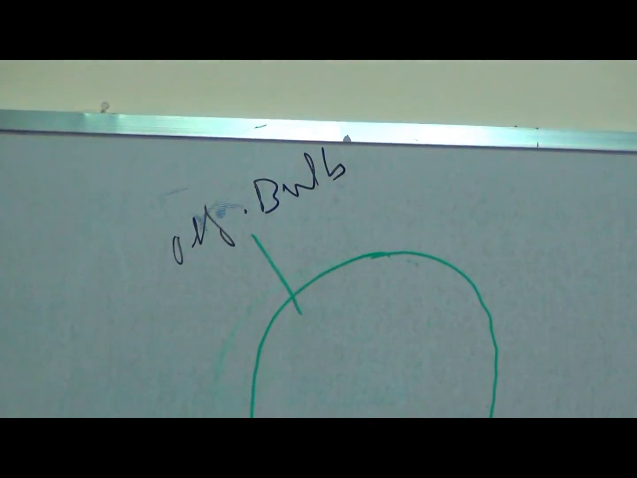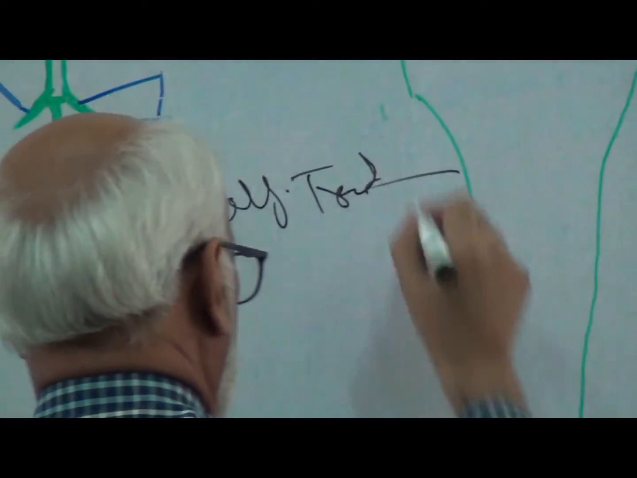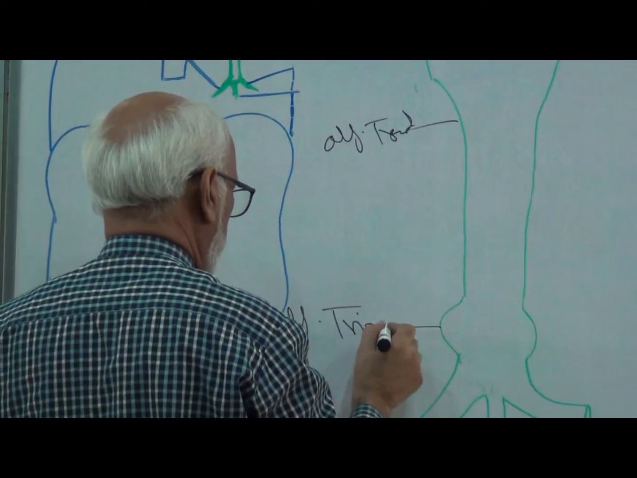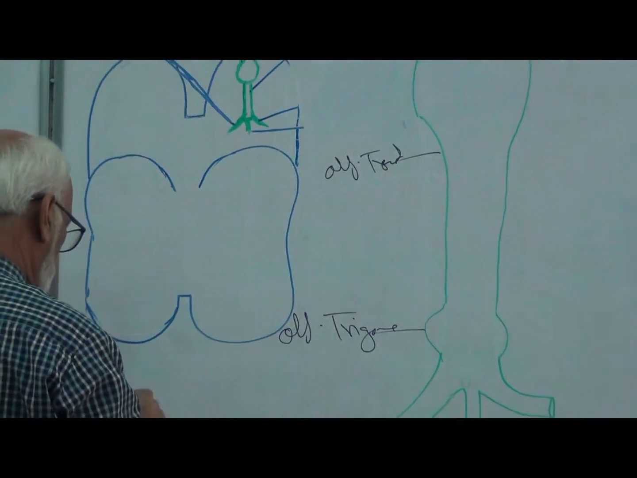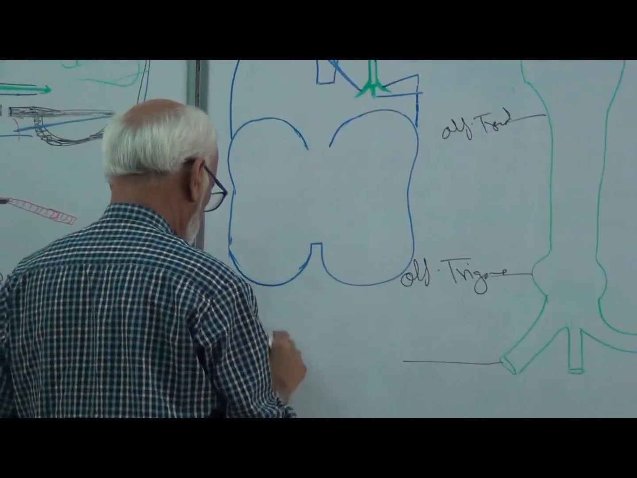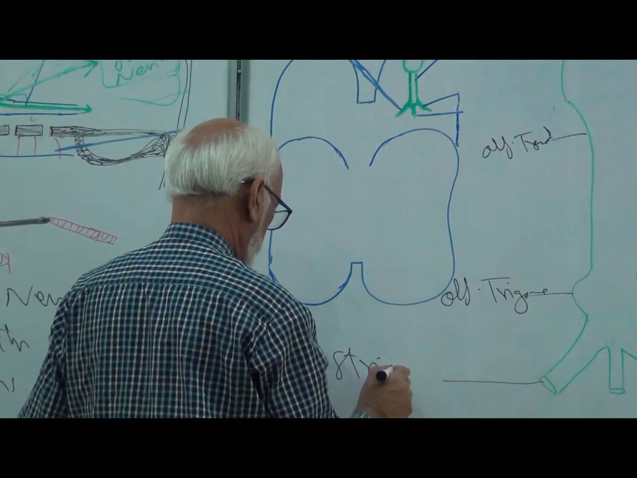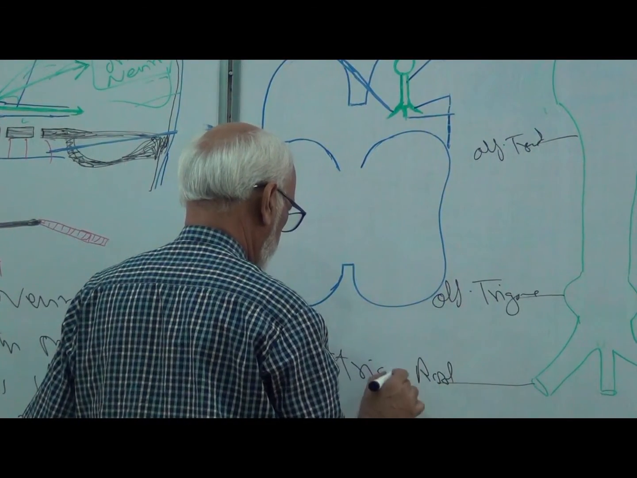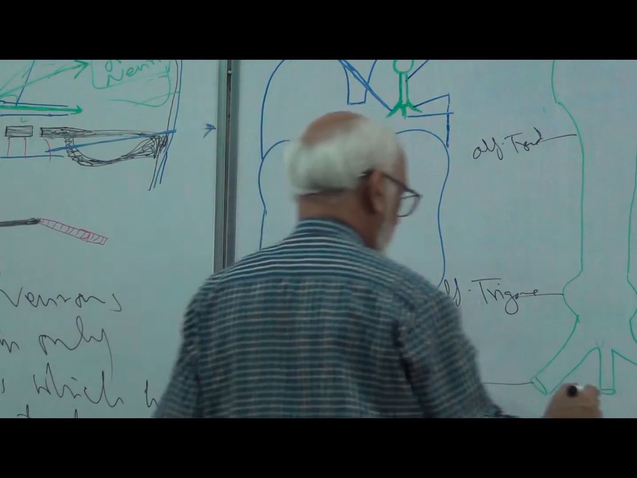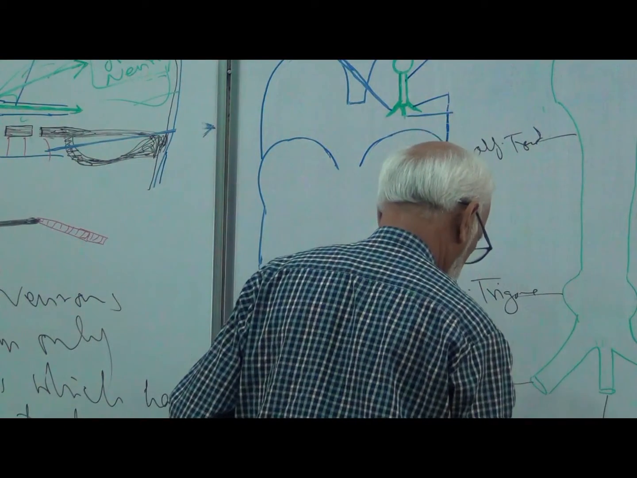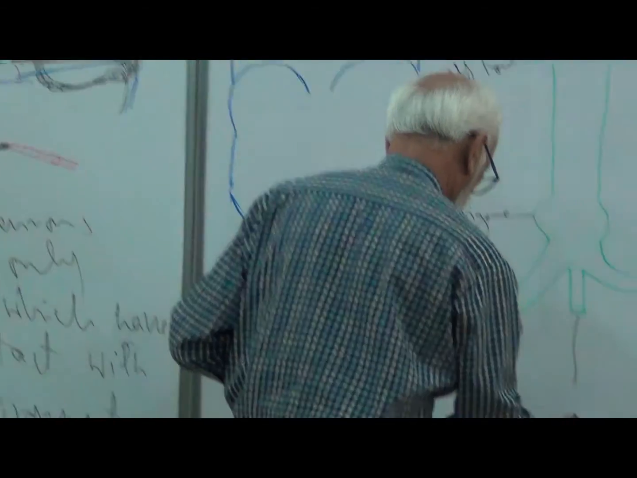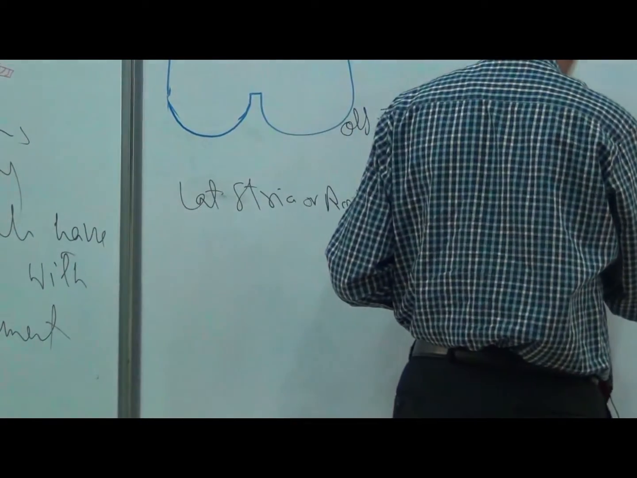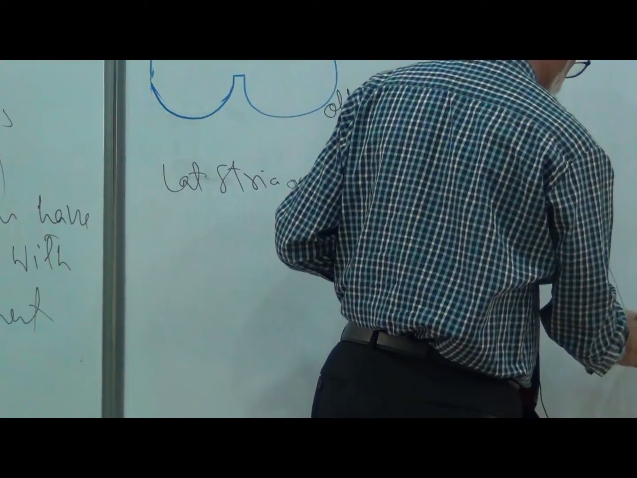Olfactory bulb, olfactory tract, olfactory trigone, which is divided into lateral stria or lateral root, then intermediate stria, and then medial stria.